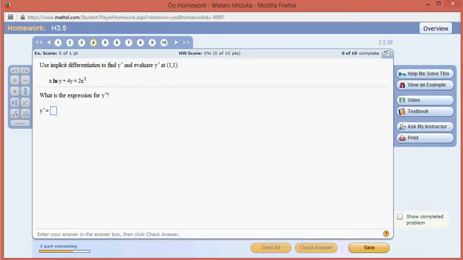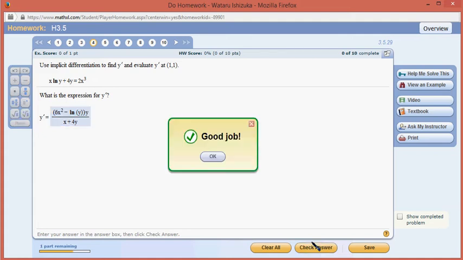So we have 6x squared minus natural log of y, then divided by x plus 4y. Actually, I forgot to put y here. Put y. Alright, let's check the answer. So we got that.